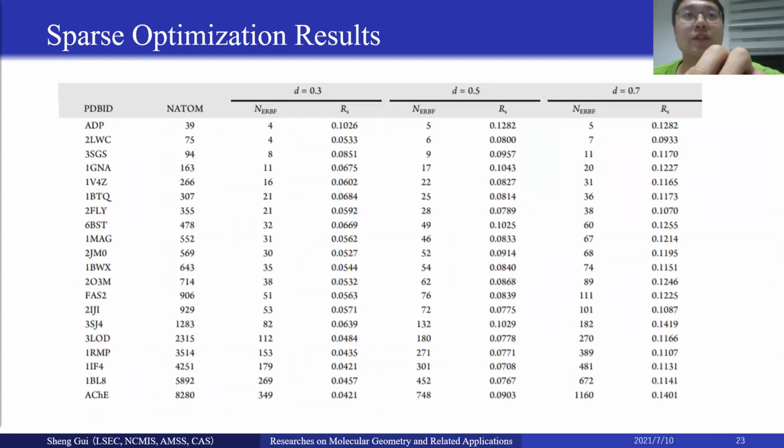This table shows the sparse radius for 20 test proteins. The maximum sparse radius is 0.1419. The minimal sparse radius is 0.0421.